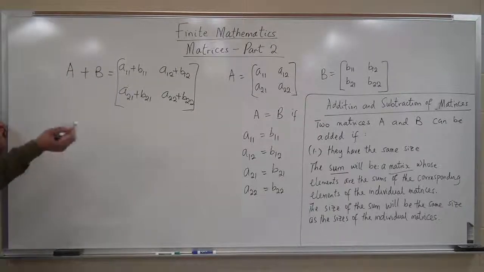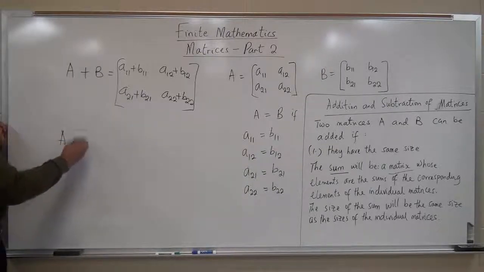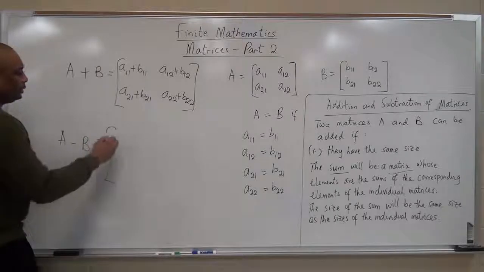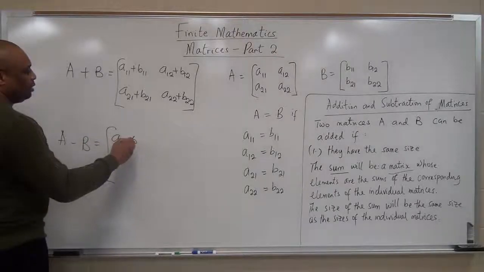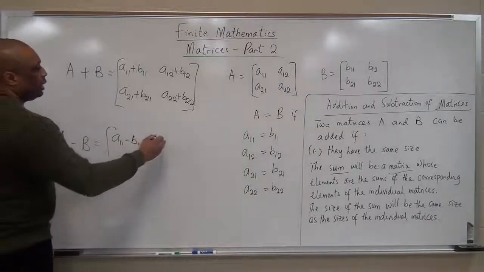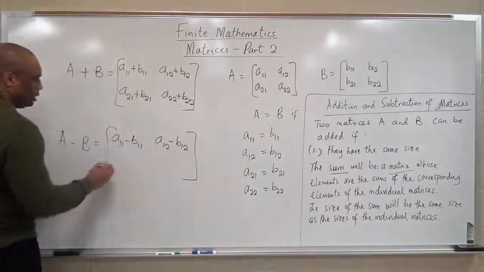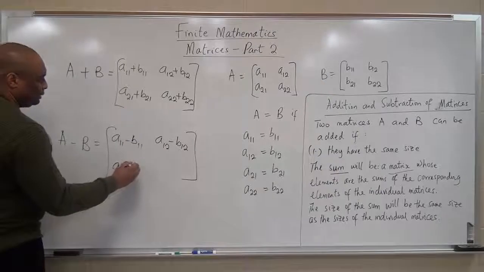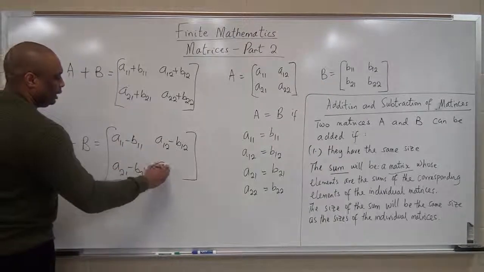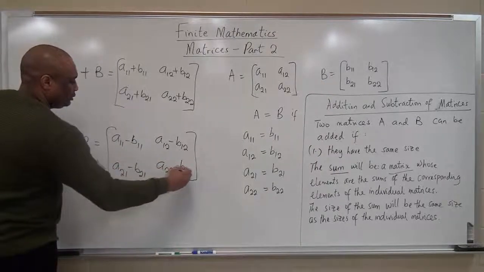And then of course the same thing applies to the subtraction as well. A minus B will be A11 minus B11, A12 minus B12, A21 minus B21, and A22 minus B22.